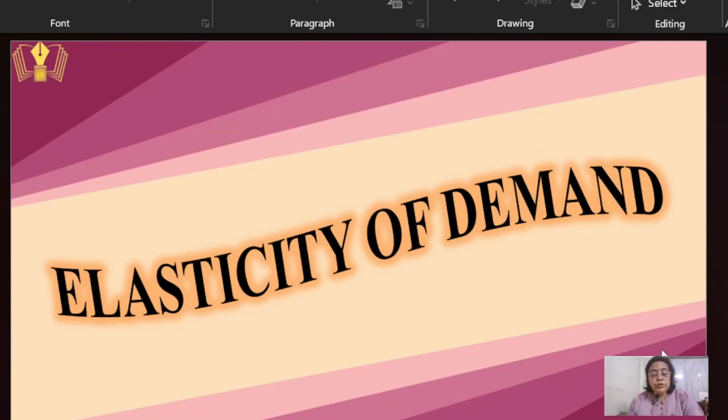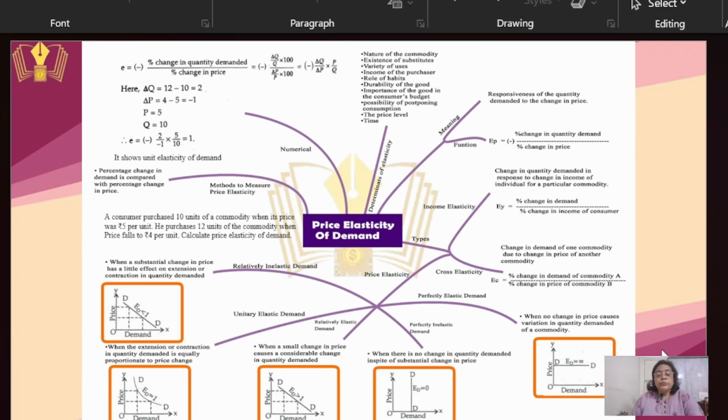Today we will be going through the chapter Elasticity of Demand for ICSE Economic Applications. This is meant for a quick revision for the upcoming examination. Through this mind map, we will try to cover the entire chapter.